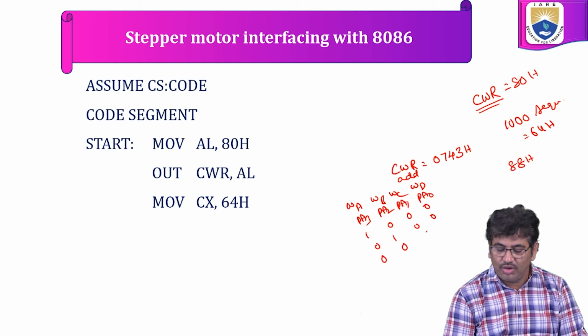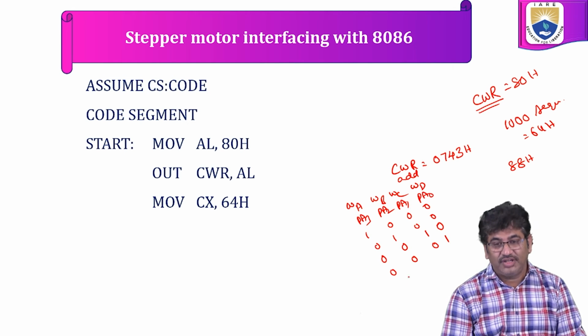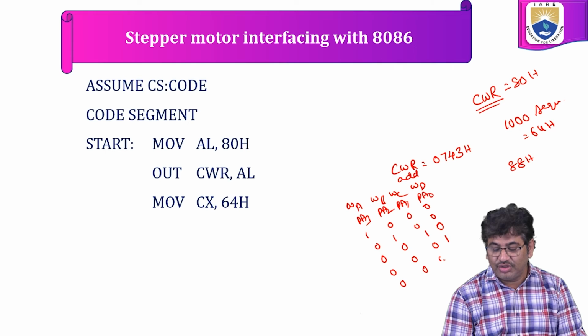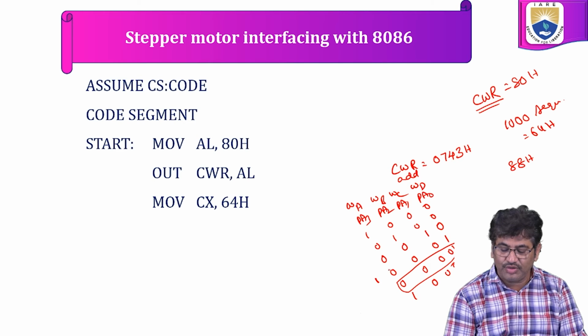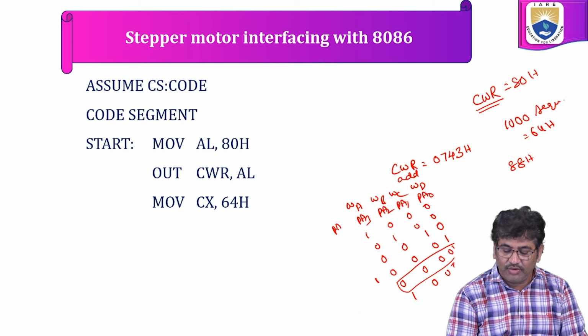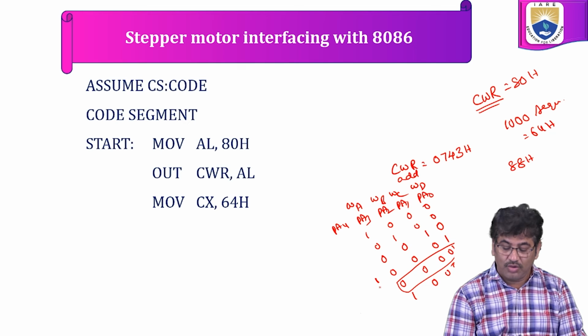Next 0 0 1 0. Next 0 0 0 1. Suppose if I go for next shift, here I am going to get the value as 0 0 0. But we have to get the value as 1 0 0. Here we should have one more bit, that is port A4. That one we have to give as 1.